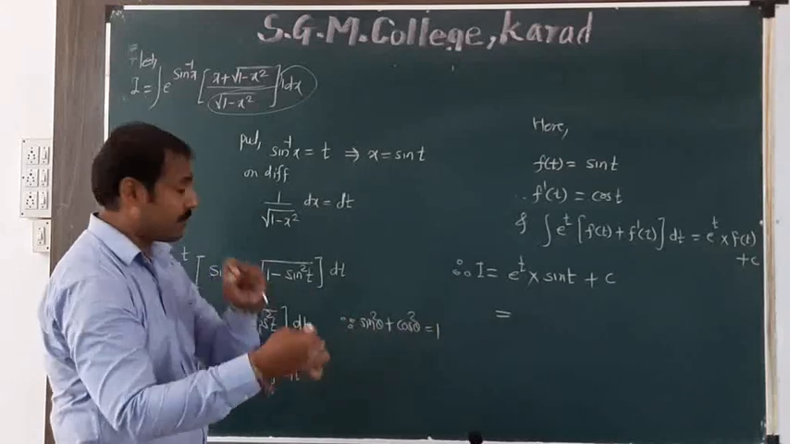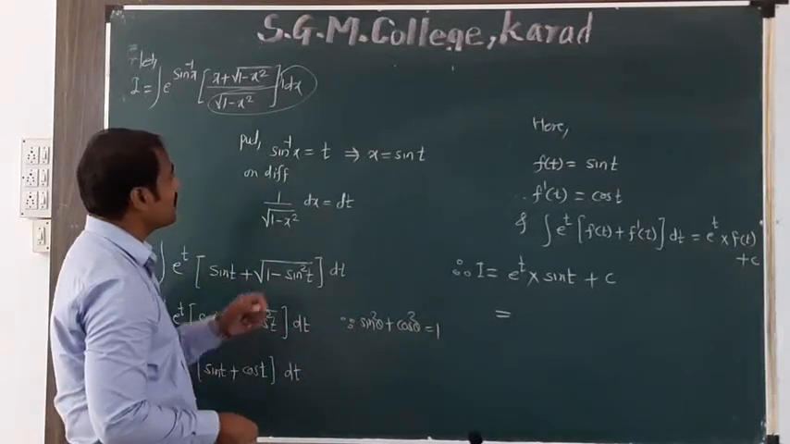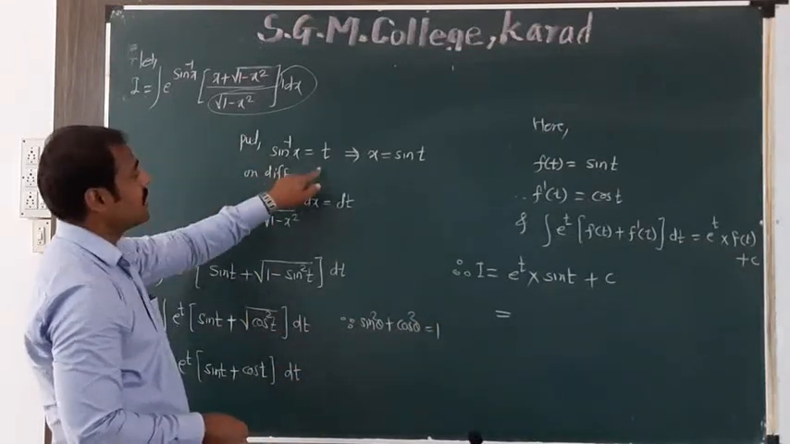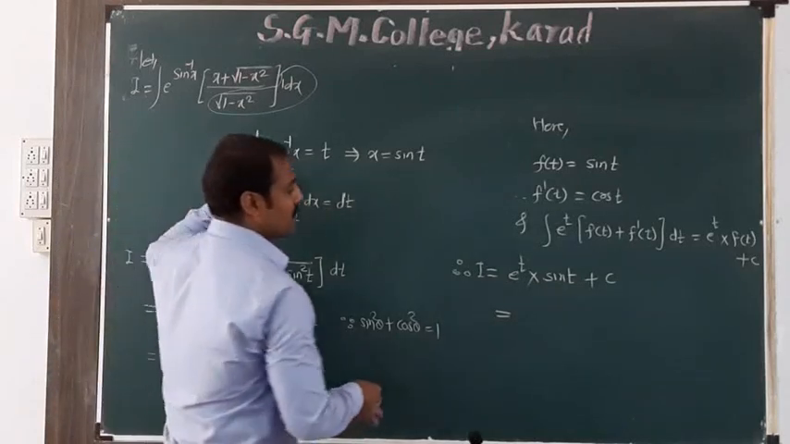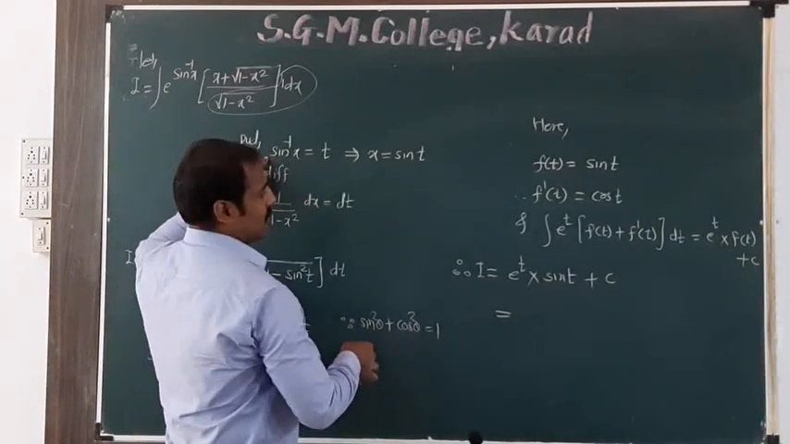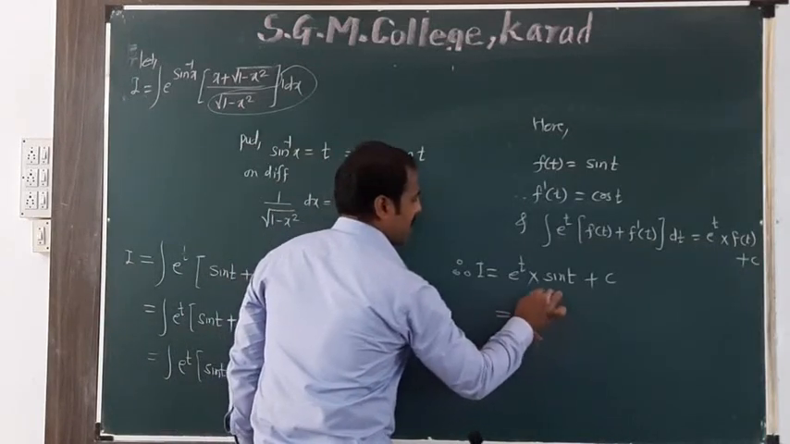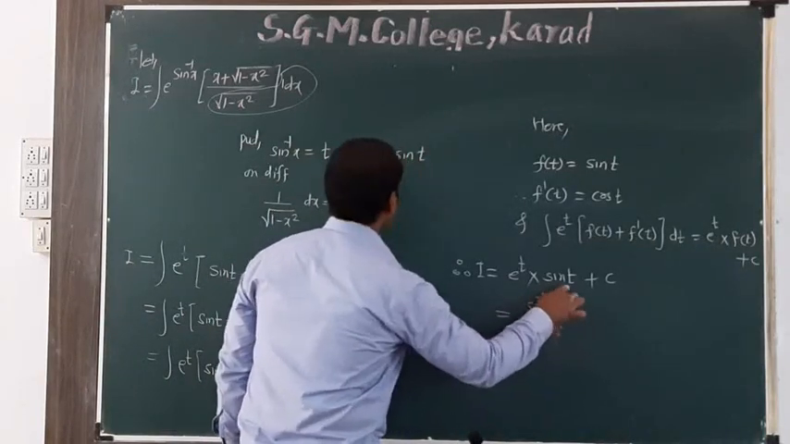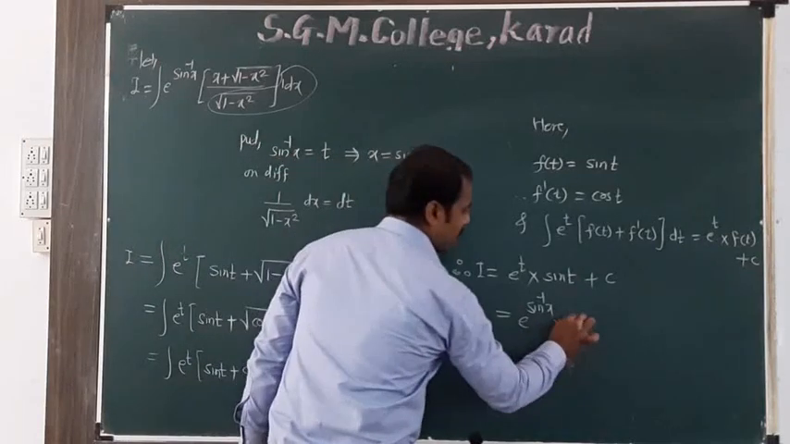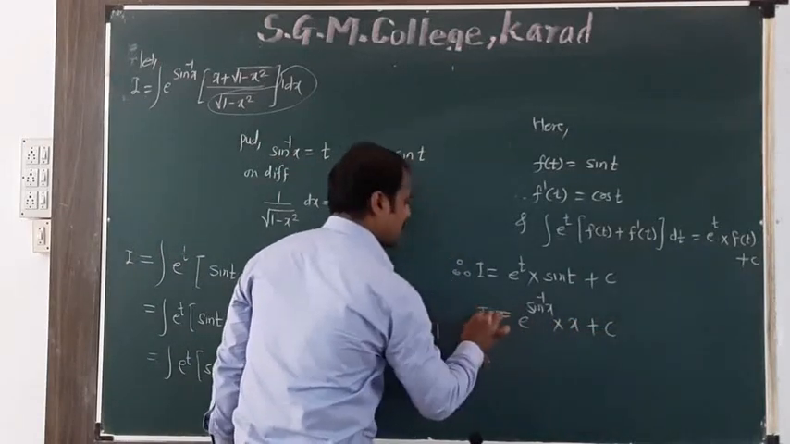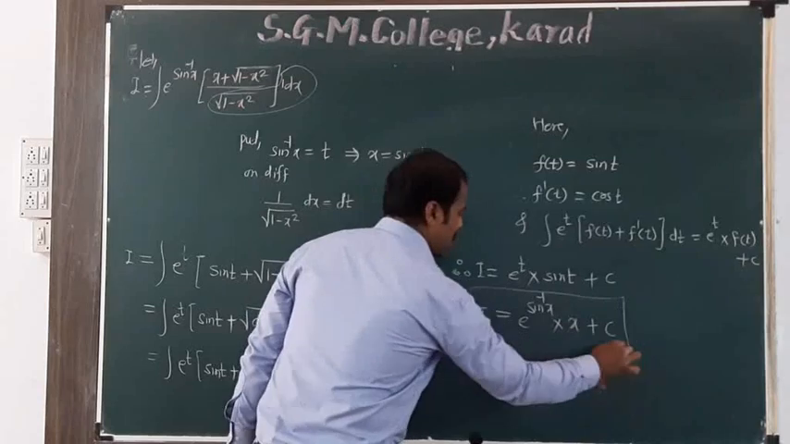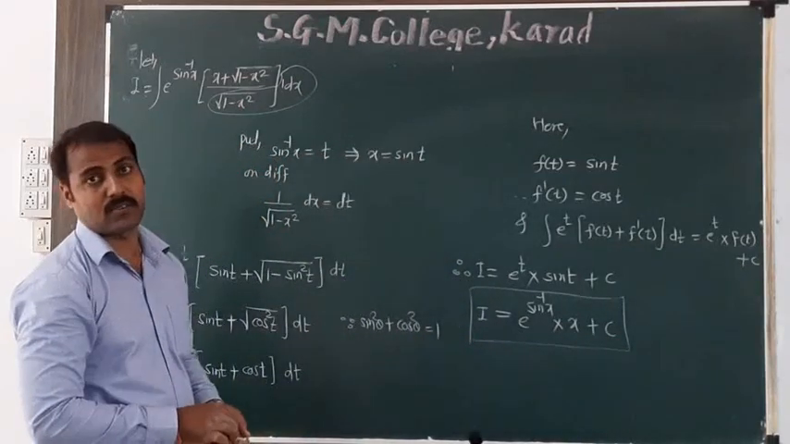Answer is in new variable t. Convert that new variable to old variable x. T is nothing but sin inverse x. So e raised to sin inverse x into sin t, which is nothing but x, plus constant of integration c. Here is the final answer of the given question.